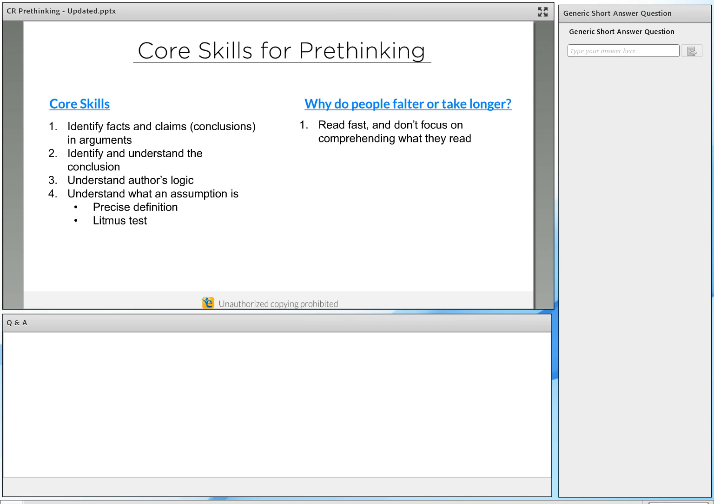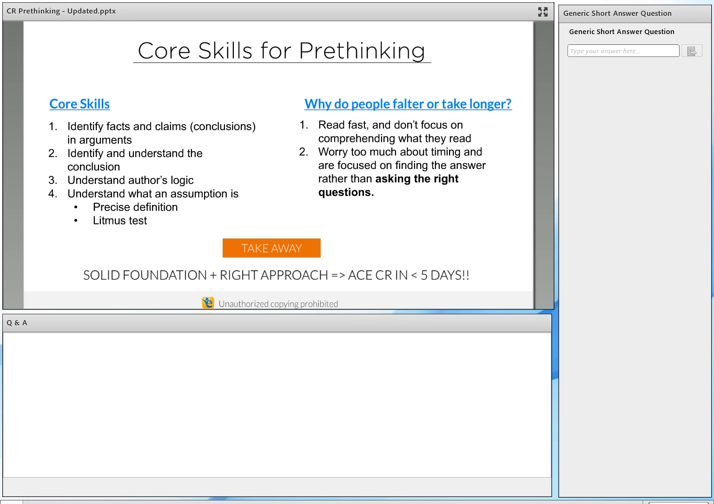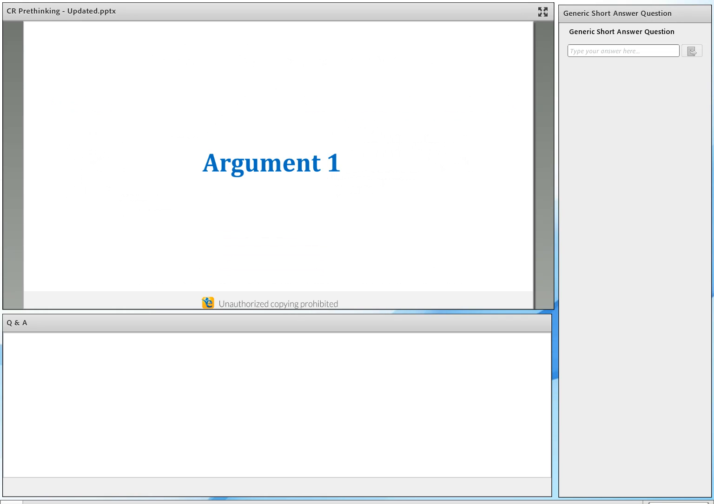Those of you who falter, the reason why you would falter is because you would try and get through it quickly. Rather than asking the right question which gets you the pre-thinking, you're going to ask, hey, what is the answer? But those of you who get it right would do these right. Those of you who don't get it right, who struggle with it, would be because of one of these two reasons, or because you don't understand clearly what an assumption is.